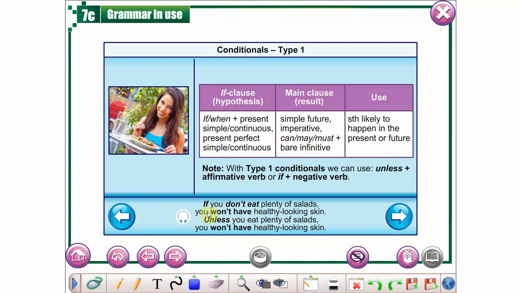Look at this example. If you don't eat, look here, if followed by present simple in the negative form. If you don't eat plenty of salads, what will happen? You won't have healthy looking skin. Here, I'd like you to note that we can use unless instead of if. For example, unless you eat plenty of salads, you won't have healthy looking skin.